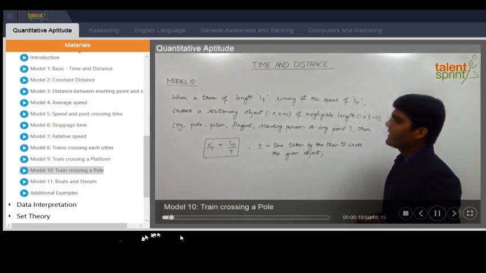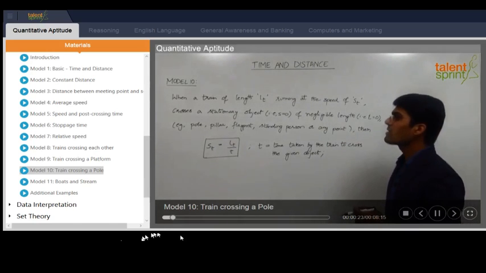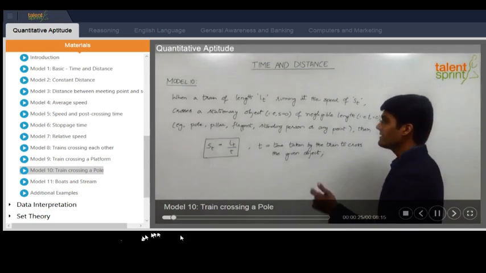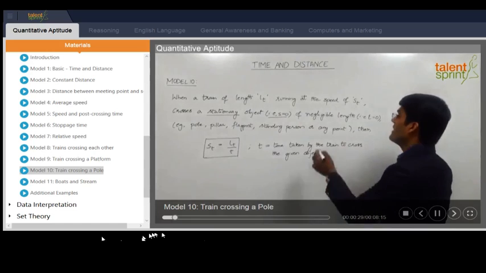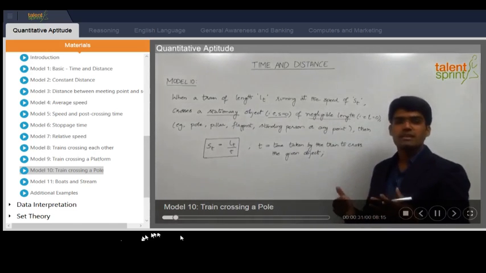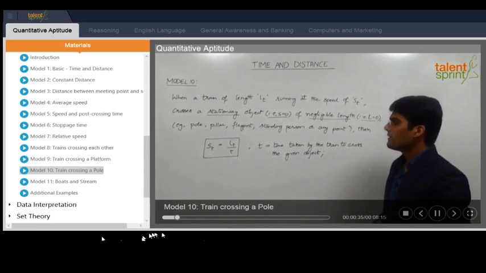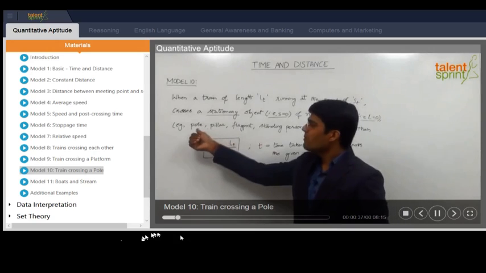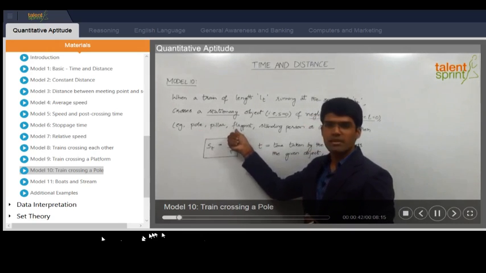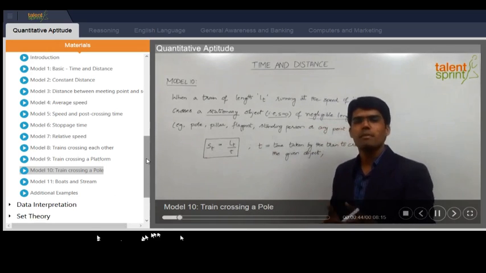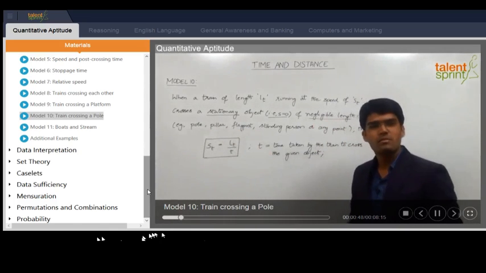When a train of length LT running at the speed of ST crosses a stationary object, that is, the speed of the object is 0 as it is stationary, and the length of the object is negligible, so that can be taken as 0 approximately. For example, such objects can be a pole where the length is 0, a pillar or a flag post where again the length is negligible when compared to the length of the train. So for all these three cases, you see that the length of the object is 0.